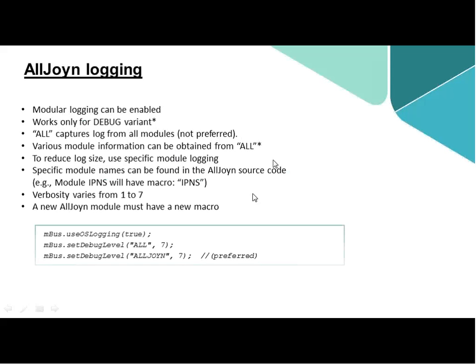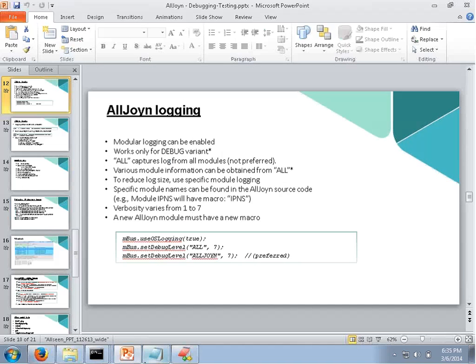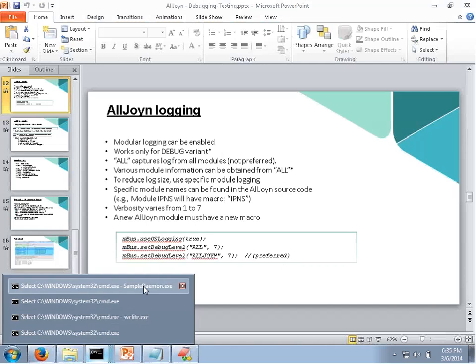But let's say you are developing an app and it's not a C++ application. If you want to enable logging from a specific module, you can use this API called UseOSLogging and set debug level. Just set the module name from where you want the logs and set the verbosity level. 7 means that it has very high verbosity. It's going to print all the things: debug, high level debug, print traces, etc. And if you don't want that much debugging, you can reduce the verbosity as well. Let me show you how to enable logging when we run a simple application.